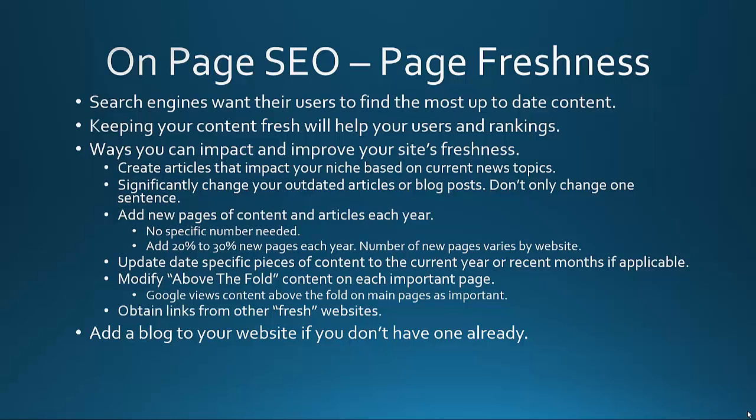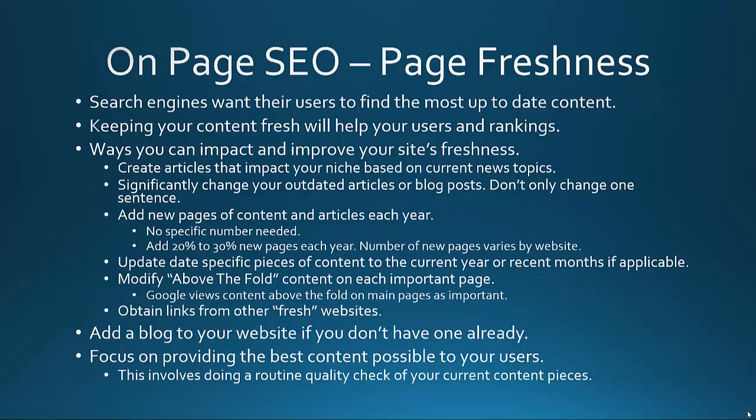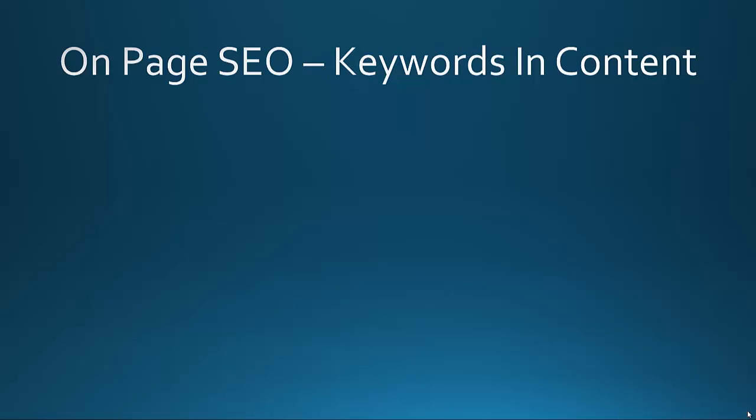Add a blog to your website if you don't have one already. Blogging is one of the quickest ways that you can actually increase your freshness. Focus on providing the best content possible to your users, and that's going to ultimately help your page freshness. This involves doing a routine quality check of your current content pieces to make sure they are up to date, as we pointed out. But adding a blog, that's one of the best things you can do for ongoing freshness factor, so you can actually get that onto your website.